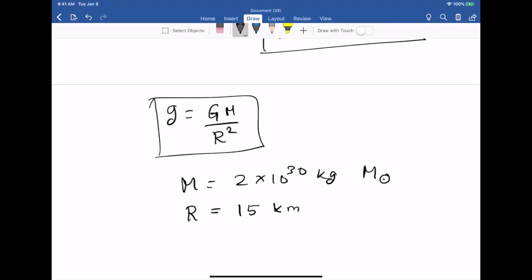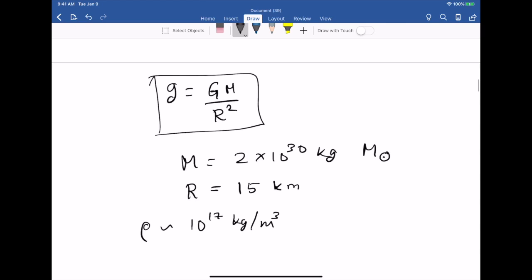You can calculate the density of a neutron star. The density will come to something like 10 to the power of 17 kgs per meter cubed. What was the density of iron, lead? These things have densities of a few thousand kgs per meter cubed, right? We are talking about 10 to the power of 17 kgs per meter cubed. This is an absolutely unbelievable density.